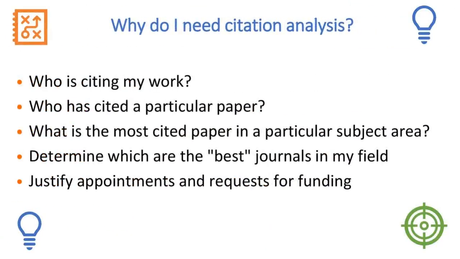So let's have a think about why you might need citation analysis. We think as researchers, as academics: who is citing my work? Who cited a particular paper? What are the most cited papers in particular subject areas? And we use these kinds of tools to determine which are the best journals in our fields. Which journals should we be selecting? And of course, institutions, universities, research centers, they use these kinds of analyses, these kinds of metrics to justify appointments and requests for funding.